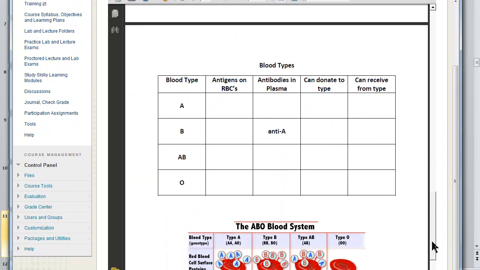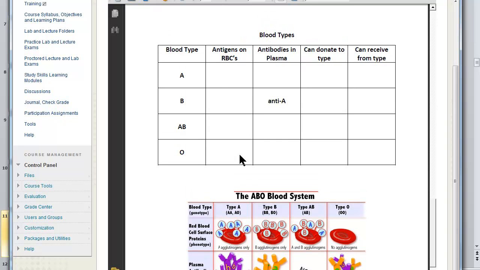So if we're looking at blood type A, what antigens would we expect to see on the red blood cells of a person with blood type A? Look at the chart below and we can see if it's blood type A, there's A antigen on the red blood cells. So you're going to put A here. What type of antibodies would we expect to see in the plasma of this person? Look here, if it's blood type A, they're going to have antibodies against antigen B. So you would write anti-B.